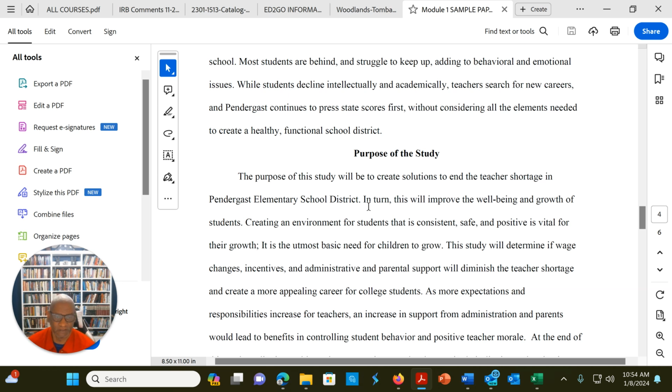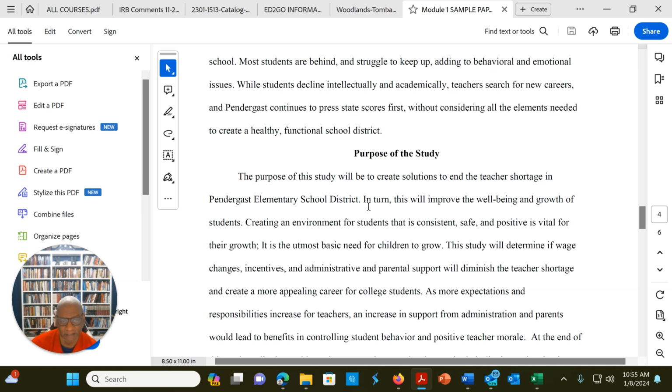So notice what this student did. I know it's more generic, it's kind of broad. She took a broad stroke. The purpose of this study, notice how it starts: the purpose of this study will be to create solutions to end the teacher shortage in, and she mentioned the name of the school, but you don't have to do that. You could just say in elementary schools.